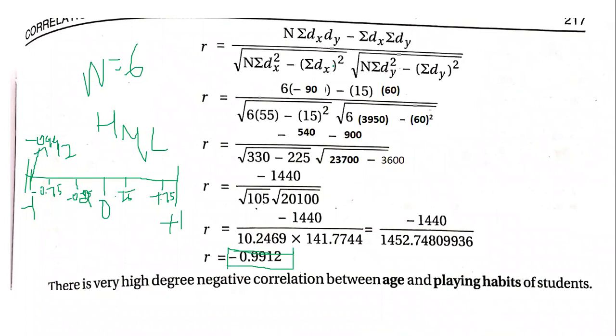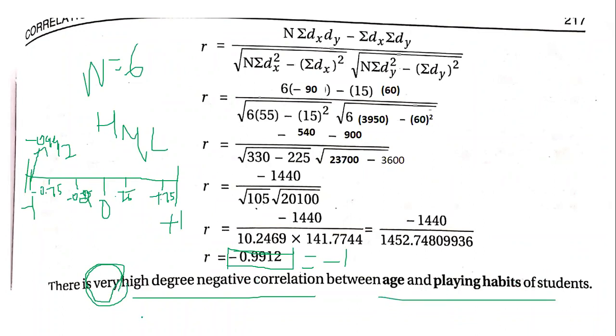High degree, correct? So you can simply write it as high degree negative correlation. It is a negative value, so a negative correlation, and it is in the high degree. Here they have given very high degree. Why they have given it is, it is very, very close to 1, right? This value is very, very close to -1. So that is why they have given it as very high degree negative value. That's all.